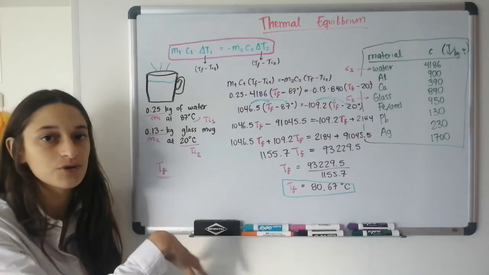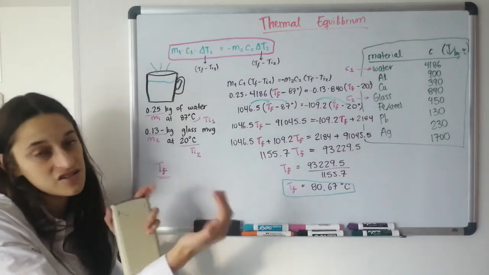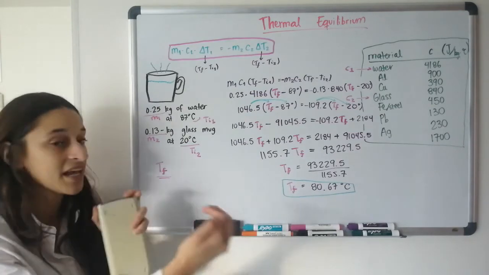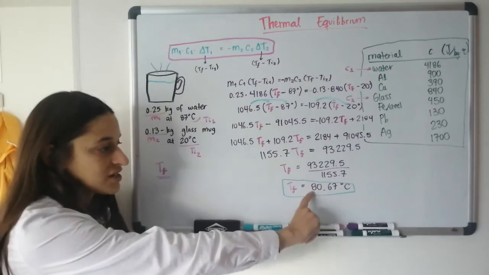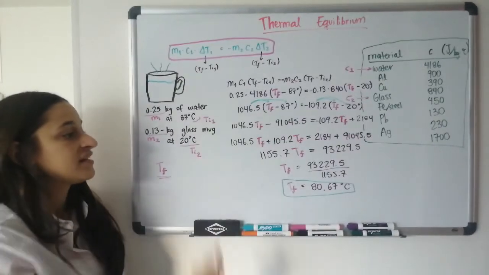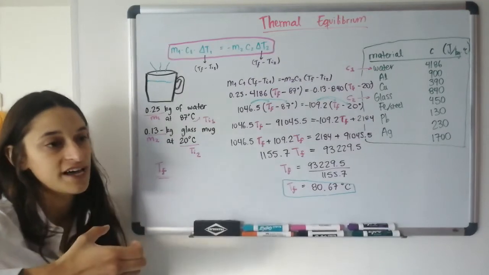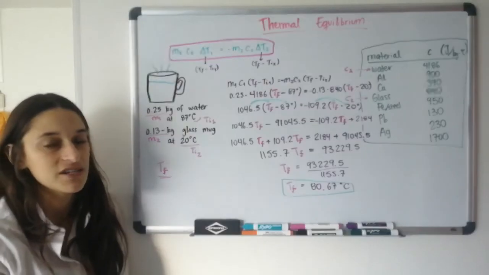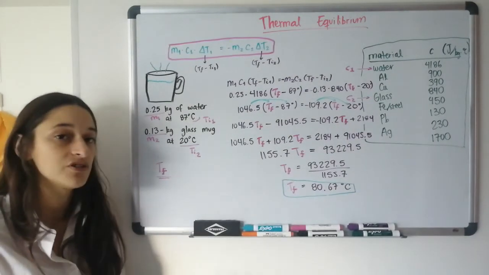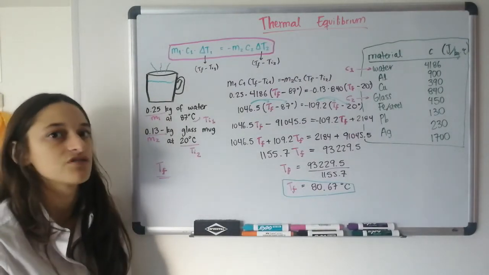It can't get colder than the coldest thing, and it can't get hotter than the hottest thing. It has to reach an equilibrium in the middle of the two. Not necessarily in the middle, of course. The problem would be a lot simpler if we were just to find the middle, but an equilibrium between those two. So our answer is 80.67, which is actually between 20 and 87. And it makes sense that it's closer to 87 because you don't pour the water into your glass and suddenly it becomes like 40 degrees, like really cold. It does change a little bit. It does get a little bit colder, but you still feel it hot in your mouth. So this temperature makes a lot of sense. So we can say we did the problem correctly.